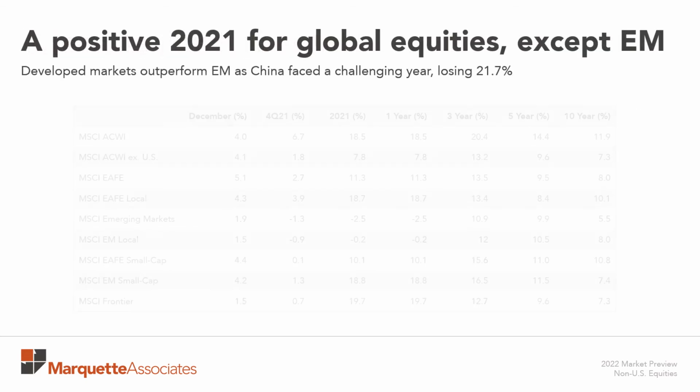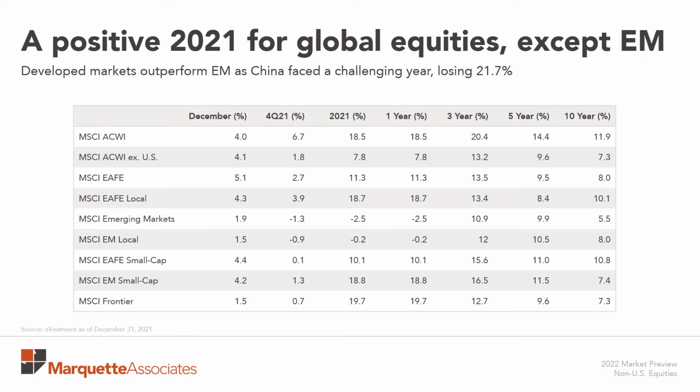From a return standpoint, all major equity indices produced double-digit returns, with the exception of emerging market equities, which lost 2.5% in 2021. As I mentioned, China's sell-off heavily influenced this number, and there were actually several EM countries that returned more than 20%. India, Taiwan, Mexico, and Russia were all strong performers. So that is a review of 2021. The next set of charts, we will focus on 2022 and what investors might expect in this year ahead.